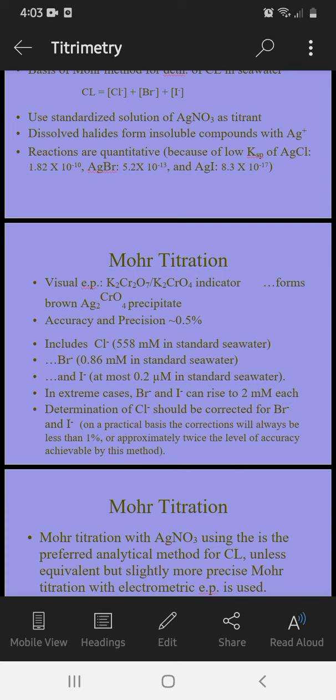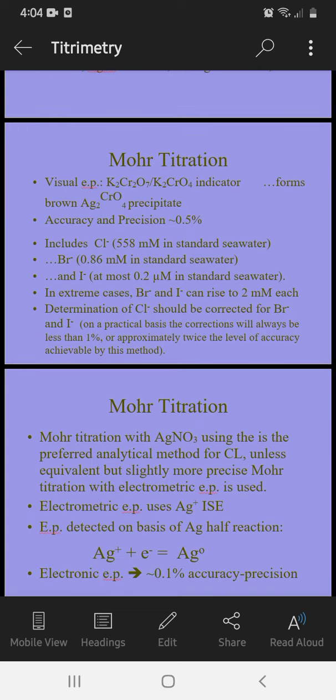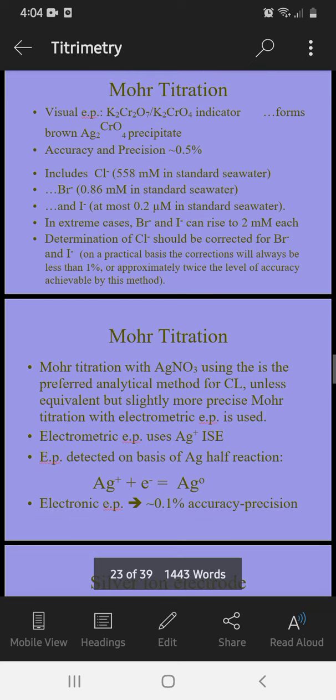Reactions are quantitative because of the low Ksp of AgCl, 1.82 × 10^-10, AgBr, 5.2 × 10^-13, and AgI, 8.3 × 10^-17. Mohr titration: visual, with K2CrO4 indicator, which forms a brown Ag2CrO4 precipitate. Accuracy and precision are nearly 0.5%.